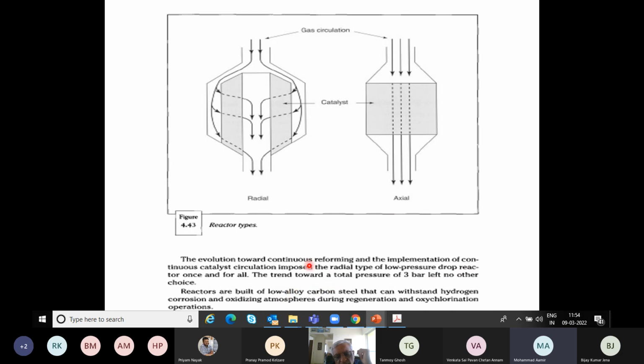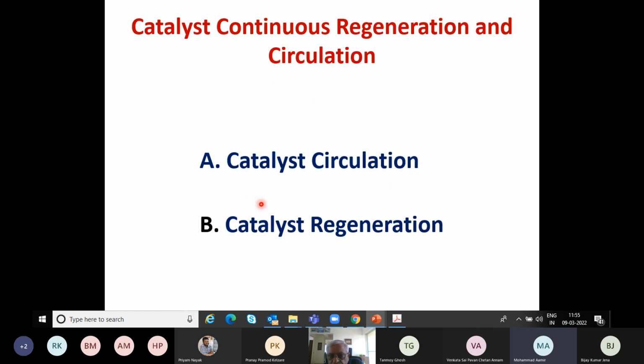The reactors are built of low alloy carbon steel; the metallurgy of this reactor is chosen so that it can withstand the high pressure and the high temperature along with the hydrogen environment. But just remember this very important fact: we don't fill up the catalyst longitudinally and we don't pass the gas through the bed here. We pass the gases radially, the way it is, as you can see here, so that we have less pressure drop and the distribution is also uniform right across the bed volume.